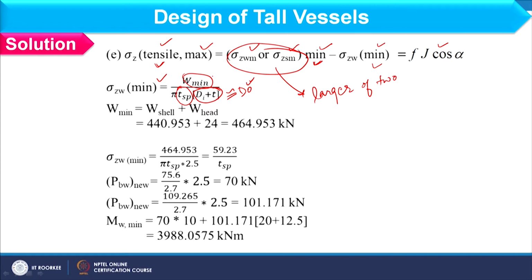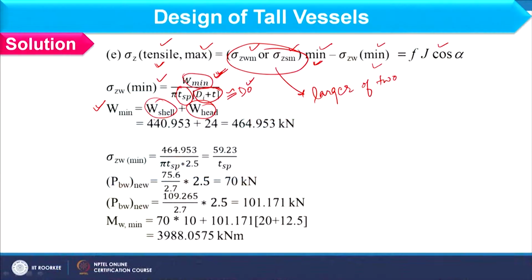Let us calculate the weight of the shell, that is the minimum weight. Minimum weight means the weight of the shell as well as the head, because when I am considering the tall vessel, at least these two parts will be required, shell as well as head, if I am not considering any attachment. For minimum weight I should not consider any attachment or weight of the liquid, etc. So, W minimum should be 464.953 kilonewton.